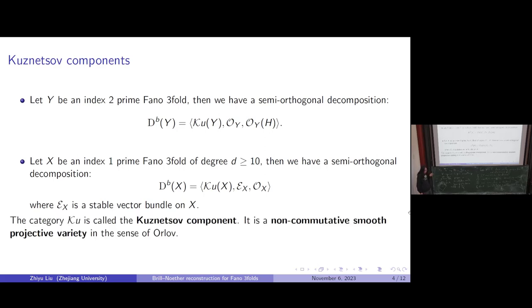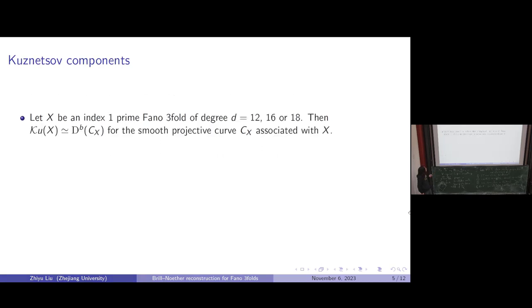This Kuznetsov component is a kind of non-commutative smooth projective variety. Moreover, in most cases, we will see later that we can consider the Kuznetsov component as a kind of non-commutative curve. For example, for index 1 and degree 12, 16, or 18, the Kuznetsov component is actually equivalent to the derived category of some smooth curve associated with X. So in this case, this component is regarded as a commutative curve.